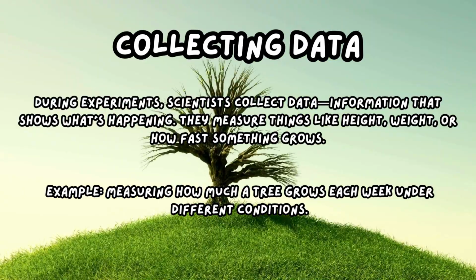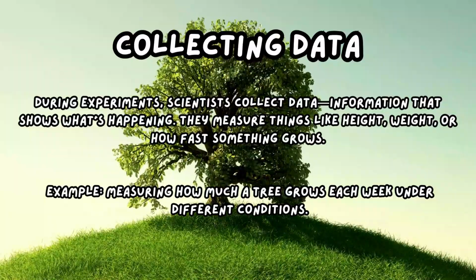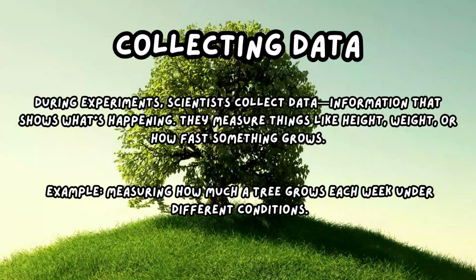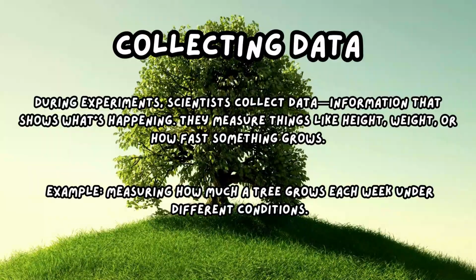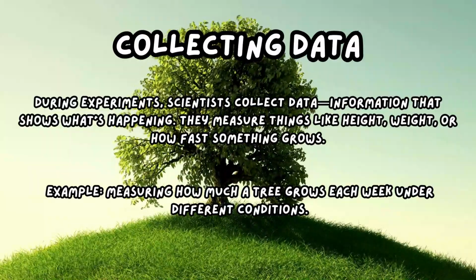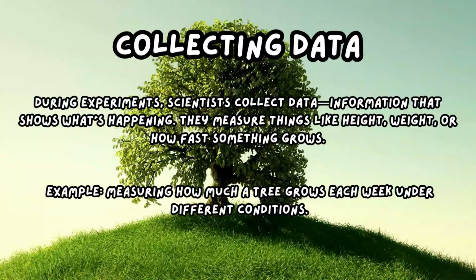Collecting data. During experiments, scientists collect data, information that shows what's happening. They measure things like height, weight, or how fast something grows. Example: measuring how much a tree grows each week under different conditions.